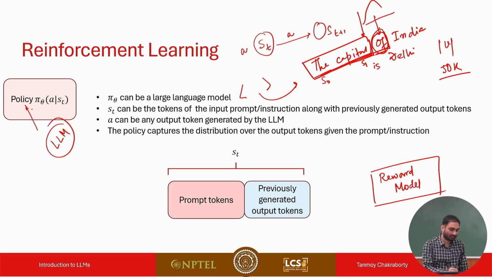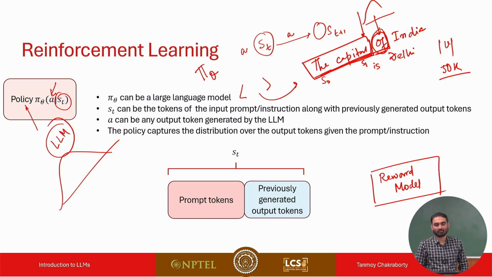So we denote this policy as pi theta. Theta is the set of parameters, right? It's a large language model, so all the parameters are denoted by theta. S_t is the current state. Given the current state, you generate an action, right? So essentially the policy model is nothing but a probability distribution over the action space. In our case, the actions are the vocabulary terms. The policy model produces a distribution, and based on the reward model, the policy model will learn which action to take and which action not to take, right?